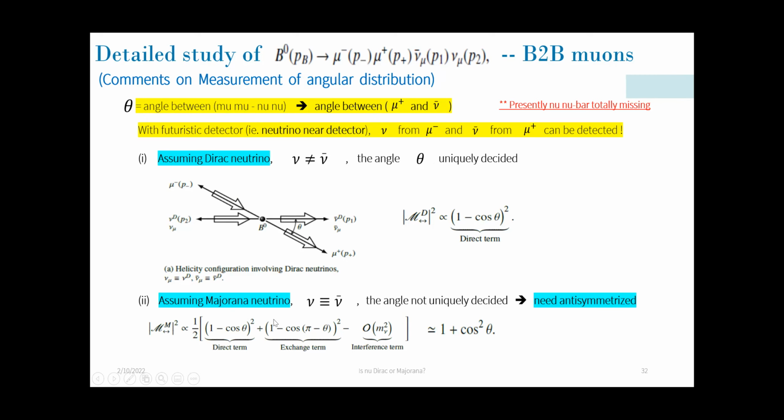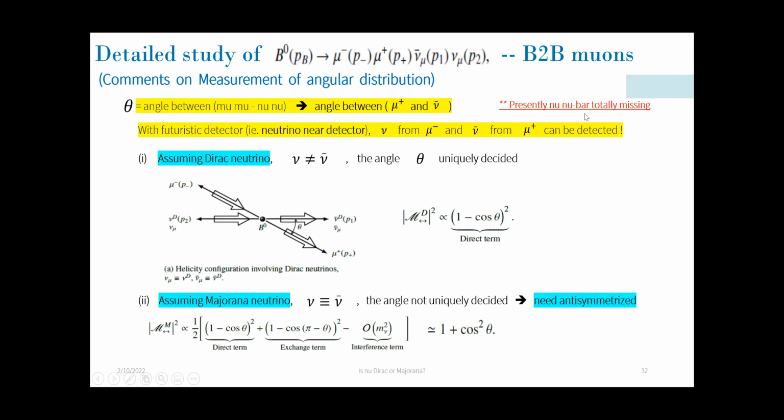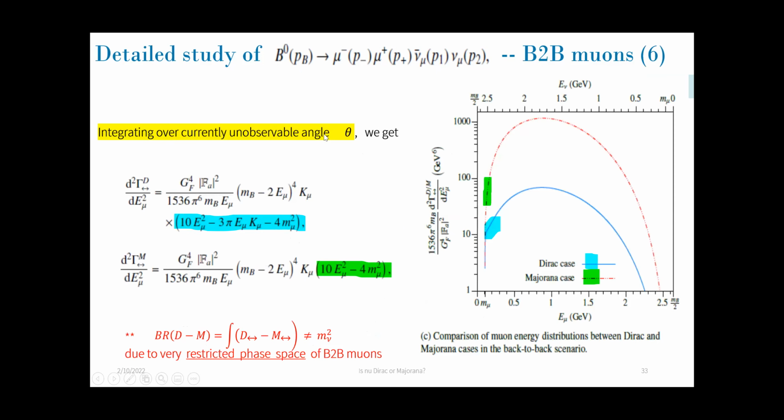Now for the Majorana case, nu and nu are the same, so we have to symmetrize. We need anti-symmetry, not just in the Hellerstedt configuration but also from the experimental configuration, which comes out the same on the cosine theta scale. Because the present theta is unknown, we have to just integrate it out. It comes out like this, integrating over theta. Then the gamma, the Dirac case and the Majorana case energy distributions. This is the muon energy, and also the neutral energy distribution, the same thing. So this is almost the same with a slight difference.